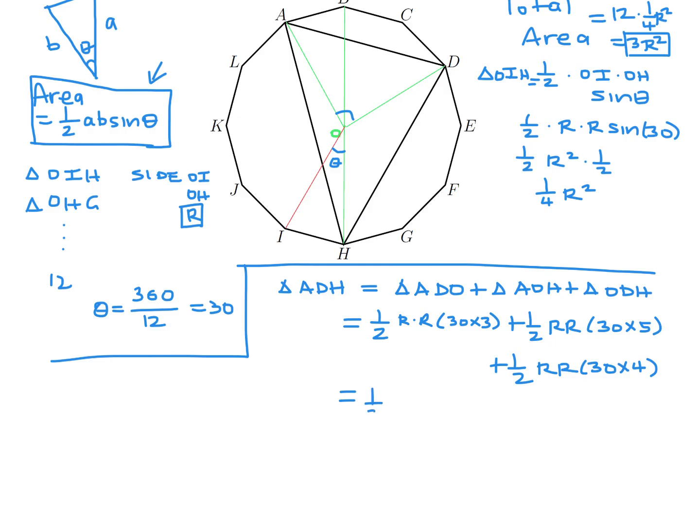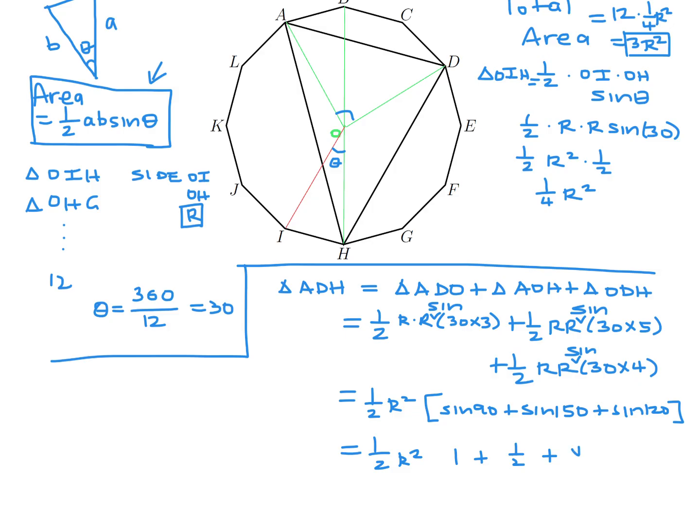So the 1/2 r squared we can factor out. Oh, sorry, I forgot to put the sines in there. Sorry about that. We got to put the sines. So it's going to be the sine of 90 plus the sine of 150 plus the sine of 120. So 1/2 r squared, and then it's 1 plus 1/2 plus root 3 over 2. So this is 1/2 r squared times (3 plus root 3) over 2.